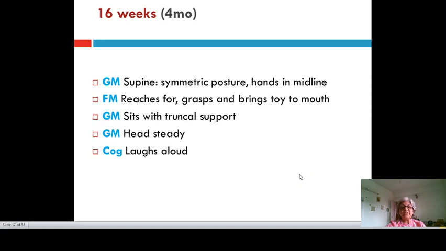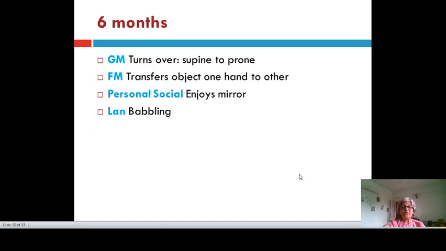A little later, at 4 months, now the baby has come back to a symmetrical posture. Prior to this, the baby did not have good control over his limbs, because if the head was turned to one side, the limbs on that side would extend and the limbs on the other side would flex automatically. This was the tonic neck reflex that we talk about. So there was very little control. Now at 4 months, the baby maintains a symmetrical posture and he can bring the hands to the midline voluntarily. He can reach out for objects, grasp them and bring them to his mouth. He sits with a truncal support. The head is now steady and that smile has now been converted into a laughing. The baby can laugh aloud.